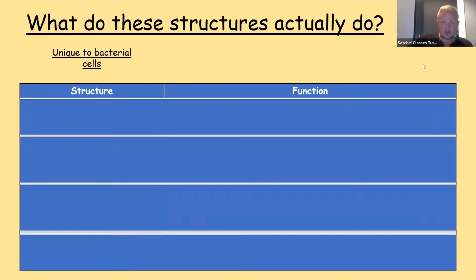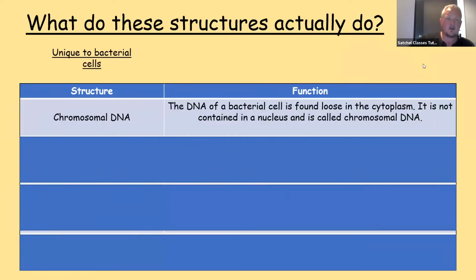So what functions do we have for the structures that are unique to bacterial cells? We mentioned some before. Chromosomal DNA. The DNA of a bacterial cell is found loose in the cytoplasm. It's not contained in a nucleus, and so because of that, we call it chromosomal DNA, not a chromosome.